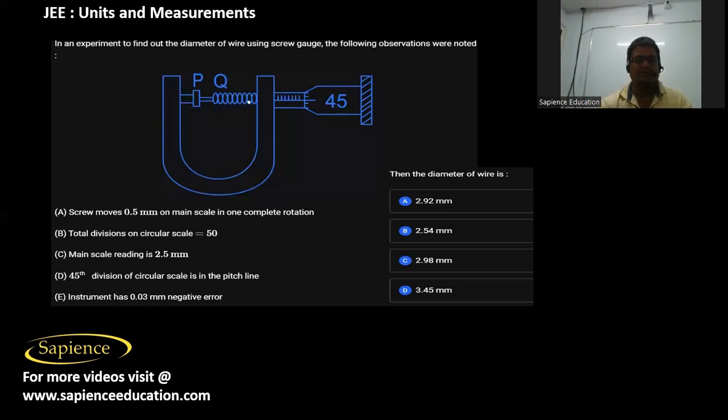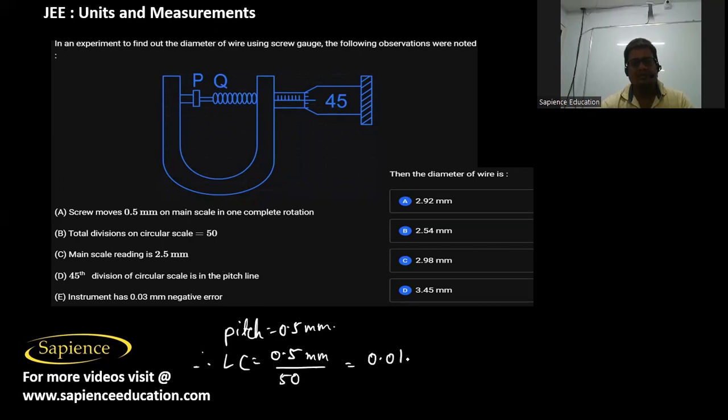Then here it is told, in an experiment to find out the diameter of wire using screw gauge, the following observations were noted. Screw moves 0.5 millimeter on main scale in one complete rotation. Therefore, the pitch is 0.5 millimeter. The total number of divisions on circular scale is 50. So therefore, the least count will be 0.5 millimeter divided by 50. So that will be 0.01 millimeter. So this is the least count of the screw gauge.